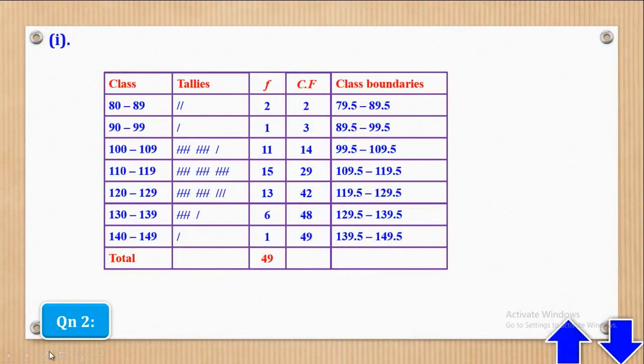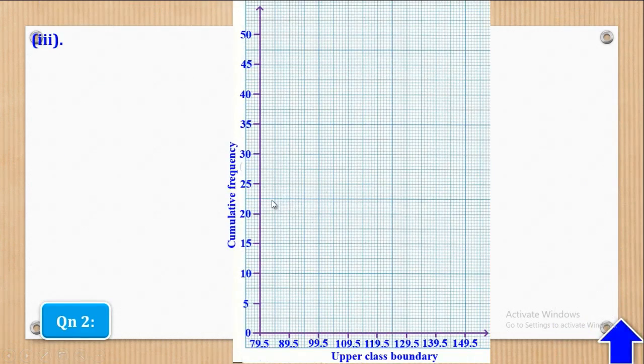Now plotting, we plot upper class boundary with cumulative frequency. So 89.5 will correspond with 2, and 99.5 will correspond to 3, and 109.5 will correspond to 14. So we have 2, 3, and 14. Let's first plot those 3 points. So you come here and plot 2 there on 89.5, then plot 3 on 99.5, then plot 14 on 109.5.